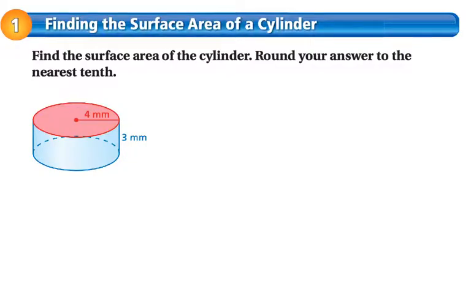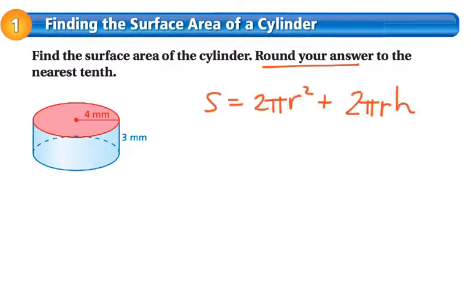Okay, so in the first example, we're finding just the surface area of a cylinder, and it does ask us to round our answer to the nearest tenth, and that should make sense since we always use an approximation for pi. Let's see how this works out. The formula for finding the surface area of a cylinder is 2 pi r squared plus 2 pi r h. And again, that means the only values we need to substitute are the radius in two places and then the height of the cylinder in another. So we're going to go ahead and start with that.